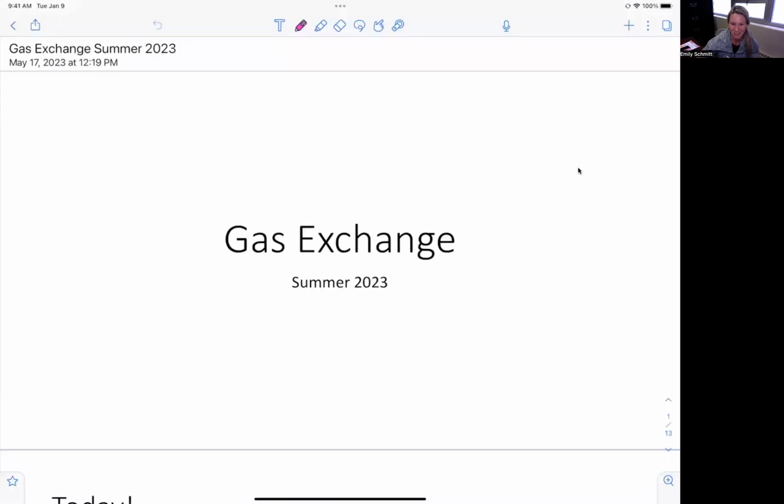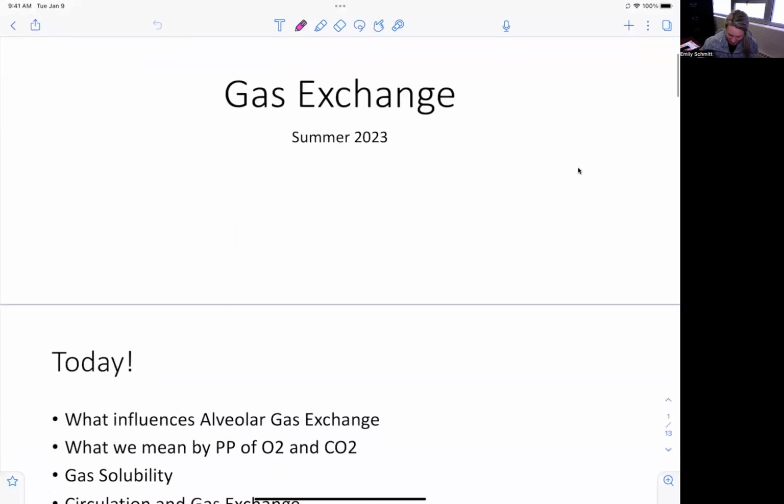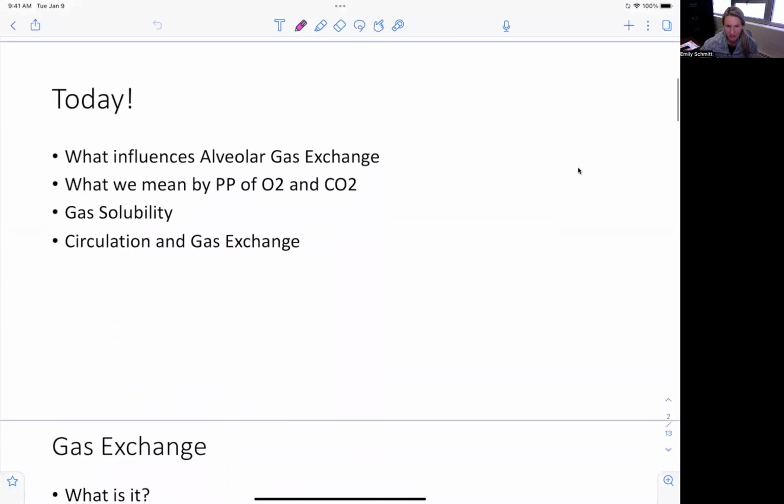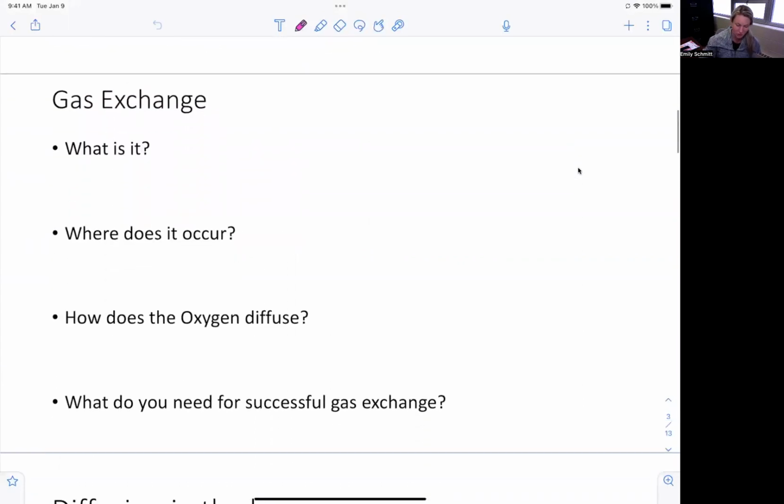Okay, gas exchange time. So we are going to talk about what influences gas exchange, what we mean by partial pressures of oxygen and carbon dioxide, gas solubility, and circulation. So let's start off with what is gas exchange?